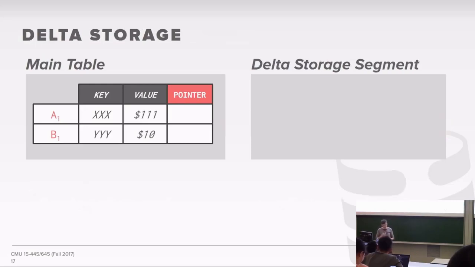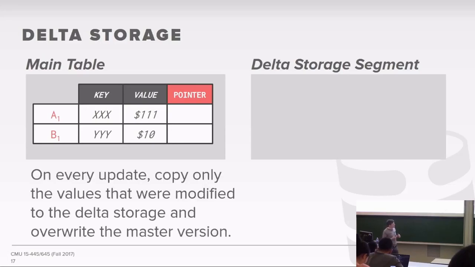Okay, the last one is the delta storage. In this one, what happens is that instead of storing, again, the entire tuple in a separate table or separate data place, we're only going to store the changes that were made from one version to the next. So we have our main table. This is always going to be the master version, or at least the most recent version. Whether it's committed or not doesn't matter.